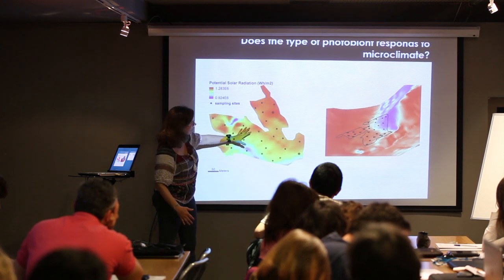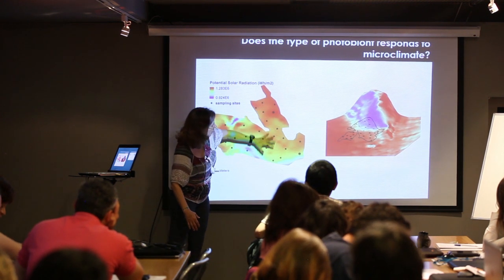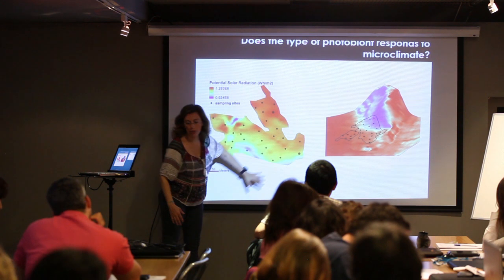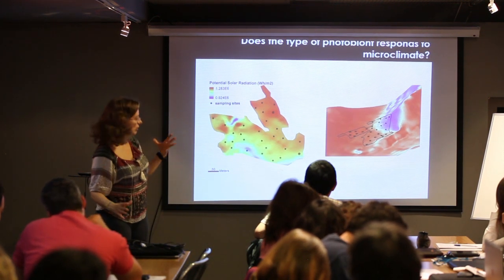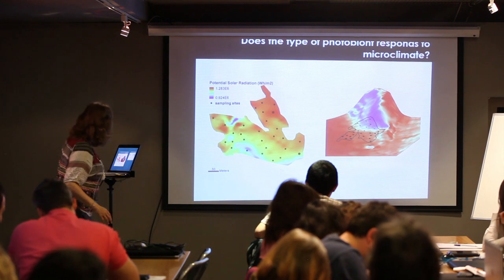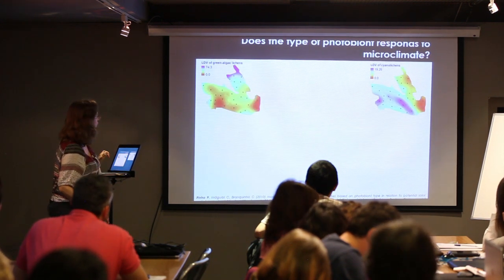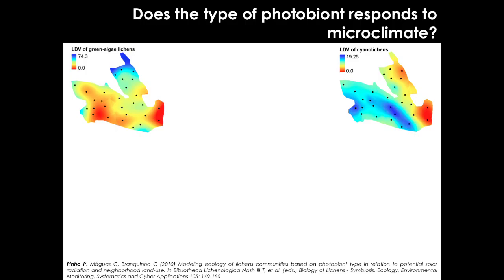So what happens is that here you have more energy, here you have low energy. This potential solar radiation is like an indicator of microclimate, okay? So you have this idea. When you look at lichens, what we saw was green algae lichens were dominating in that area and cyanolichens in that area. So this must be mist shadow, because you need liquid water to have photosynthesis.